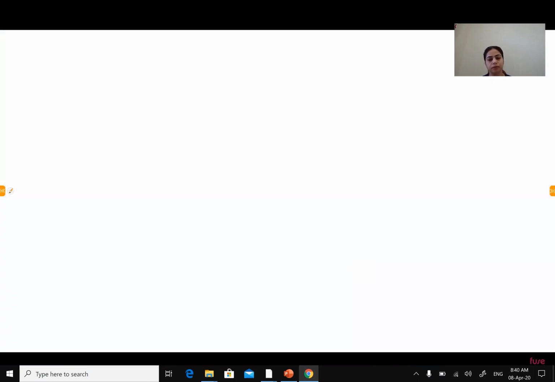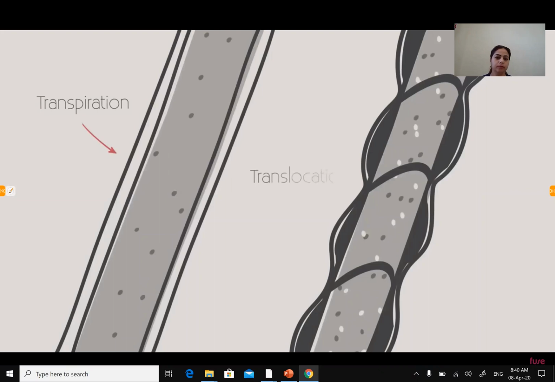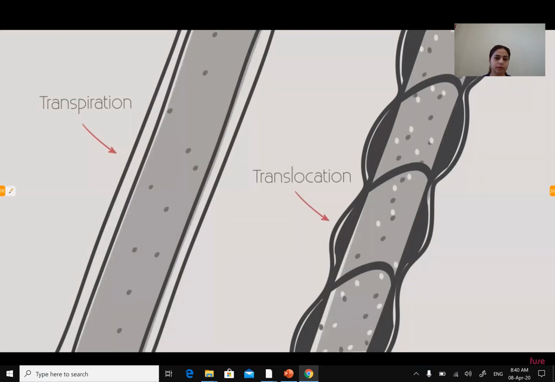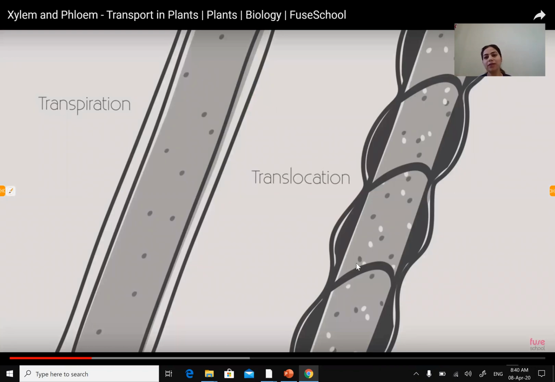We could just say movement of water and minerals and movement of glucose and amino acids, but this is science, and so we like to have special terms. You have here these two terms. Actually, later on, we will define these terms. Transpiration is the process of losing water throughout plants. Because of transpiration, actually, the water will keep moving upward, okay?